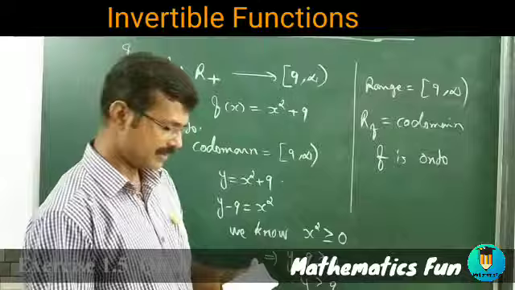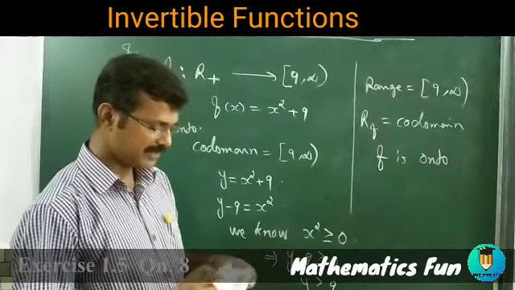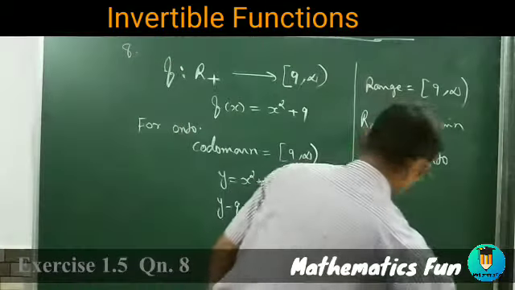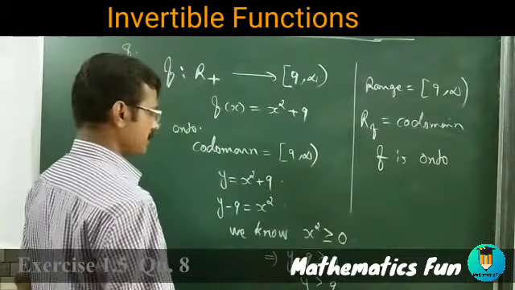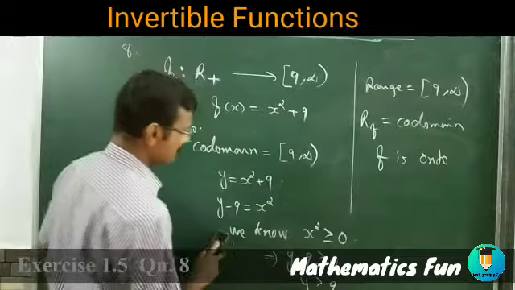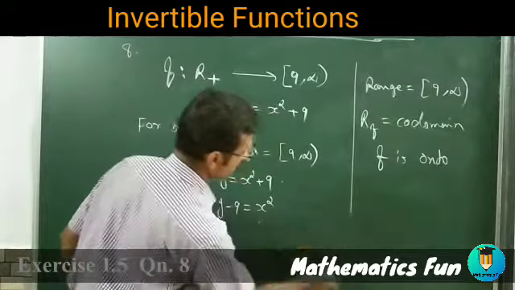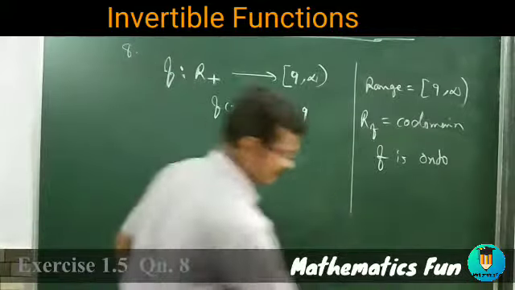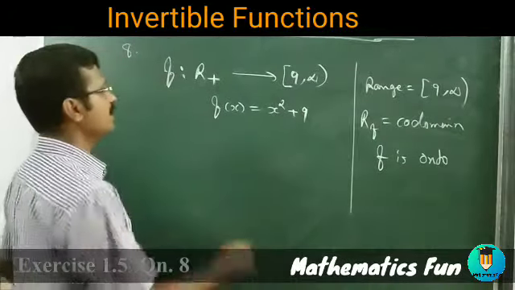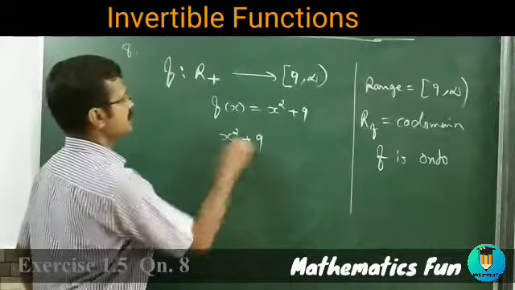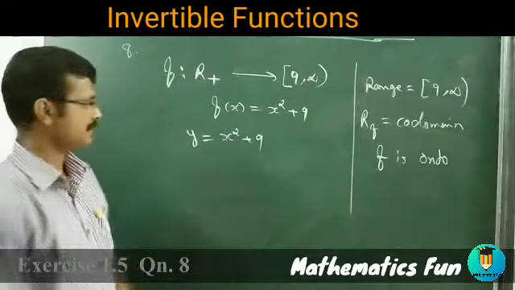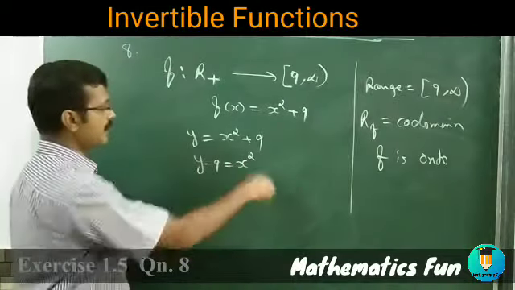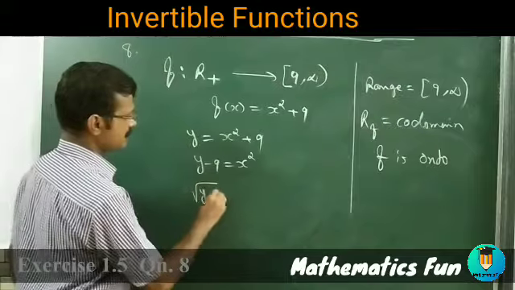Now we have to find the inverse of the function. We also have to find f inverse. So for finding f inverse, we have y is equal to x square plus 9. From this, y minus 9 is equal to x square, or x is equal to root of y minus 9.